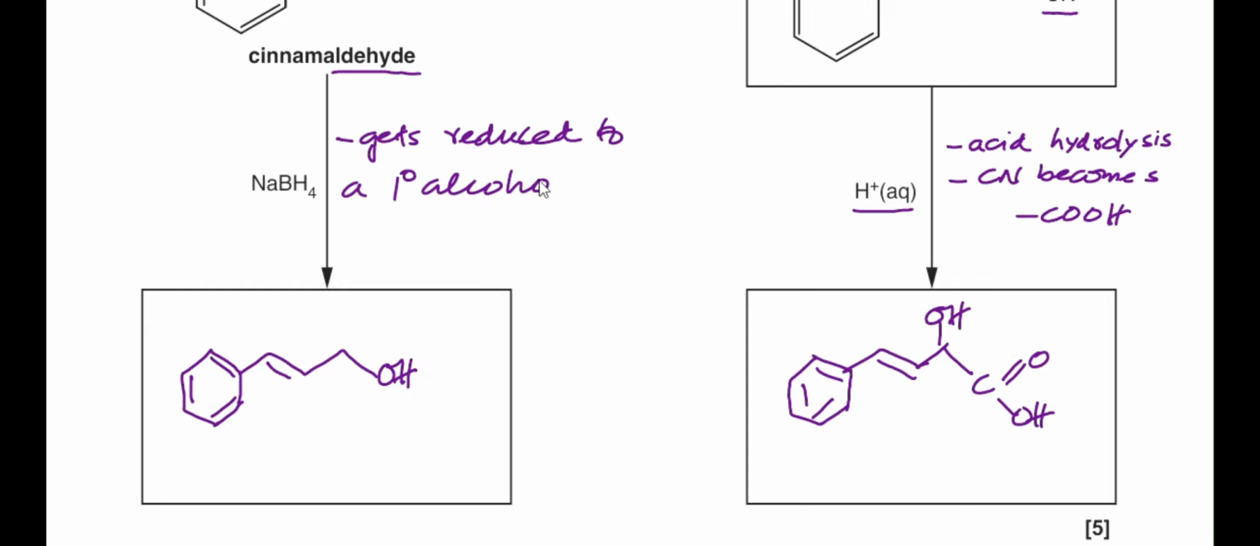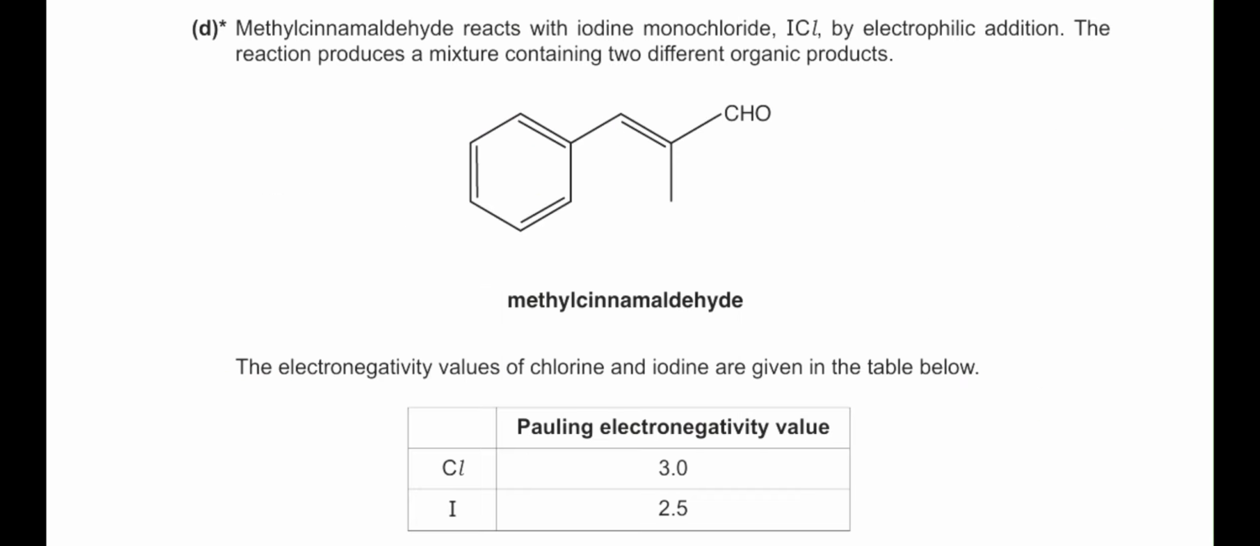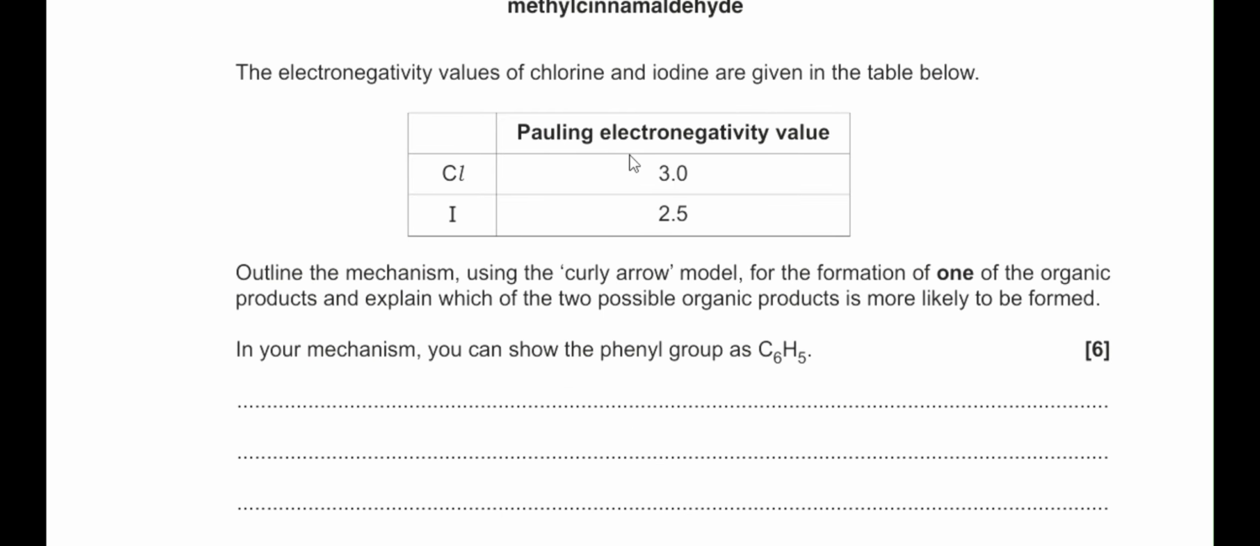Part D. Methyl cinnamaldehyde reacts with iodine monochloride, ICl, by electrophilic addition. The reaction produces a mixture containing two different organic products. The electronegativity values of chlorine and iodine are given in the table below. You know, the Pauling scale gives the intensity of electronegativity. Outline the mechanism using the curly arrow model for the formation of one of the organic products and explain which of the two possible organic products is more likely to be formed. In your mechanism, you can show the phenyl group as C6H5.